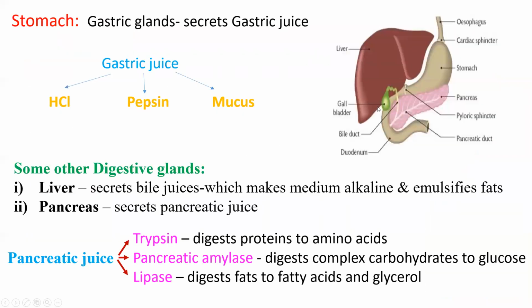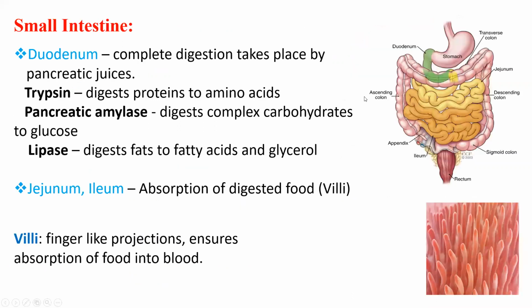Here you can see this gallbladder. The bile juices, after secretion by the liver, are stored in the gallbladder. Whenever there is a necessity, the gallbladder gives them out through the ducts. In the same way, the pancreas also produces juices and helps.